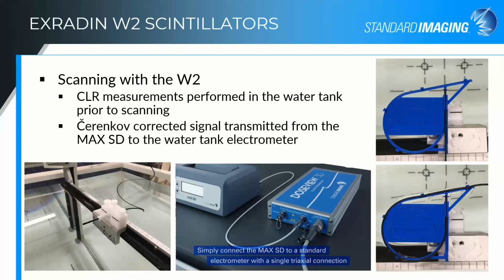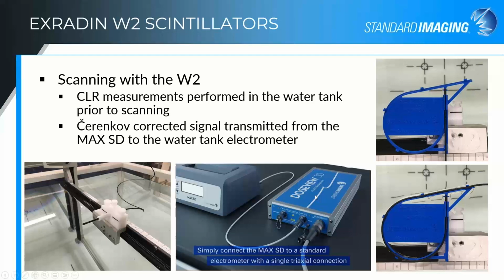It has been used, to my knowledge, with every vendor that I know of with their water tanks. This happens to be our DOSE 3D tank. So then the optical fiber is plugged into the back of the Max SD. Make sure with the Max SD that you've selected the proper Cherenkov correction file. But then there's a triax output from the Max SD into your water tank scanning electrometer, like our DOSE 3D water tank electrometer here.